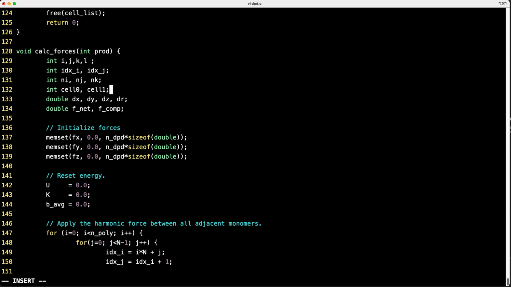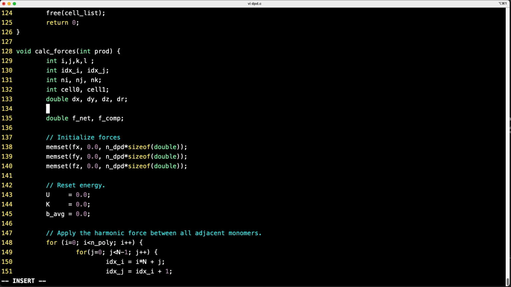Remember, cell 0 is going to be the cell that I'm processing. Cell 1 is going to be one of the 13 neighbors of cell 0, or it could be cell 0 itself. And so cell 1 is going to take on 14 different values for every cell that we look at. So we've got the separation distances. That's good. We're going to use those again.